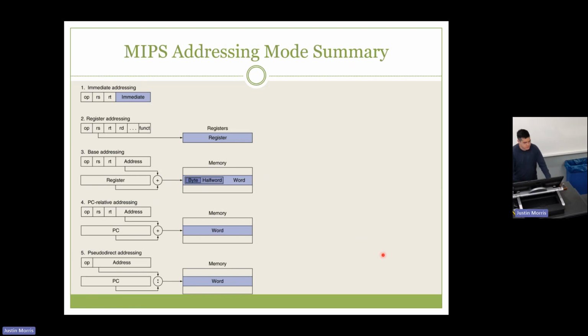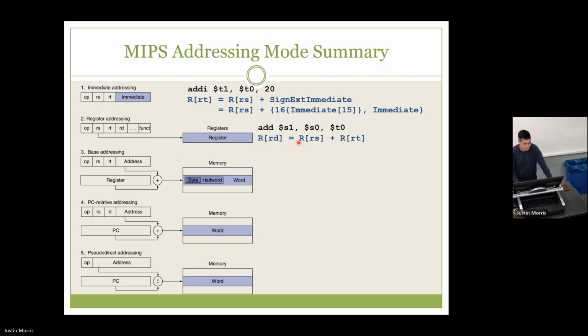So here we just have a summary of the different addressing modes in MIPS. So we have the immediate addressing, and we can also specify different registers. And we can also have this base address of a register plus the immediate of the immediate field.